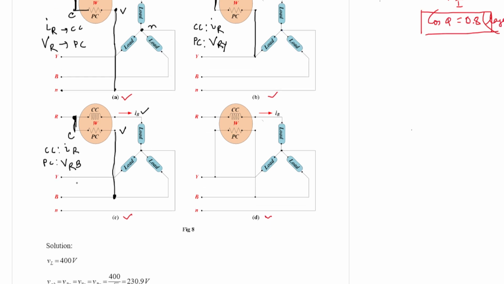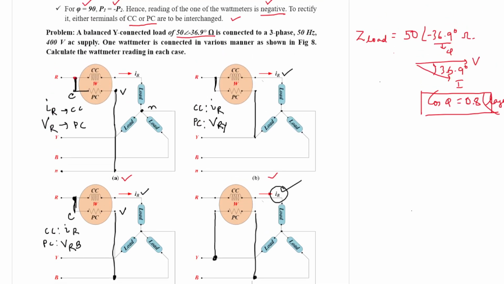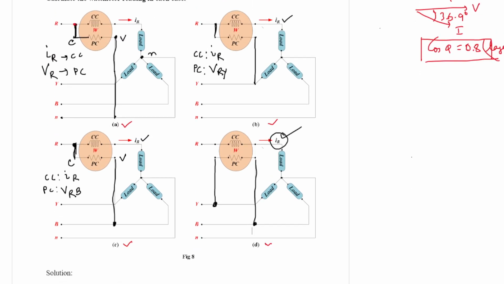And for the last diagram, again the connection of the current coil remains the same. However, this time the potential coil is connected across the Y and B terminals. So we have understood the 4 diagrams, where we can see that for each case the current coil connections remain the same. However, for each case the potential coil is changed.